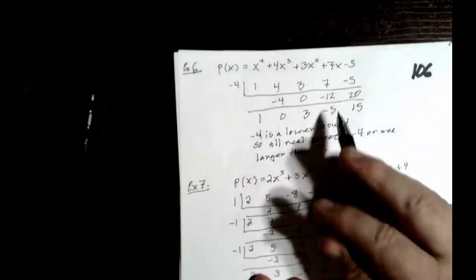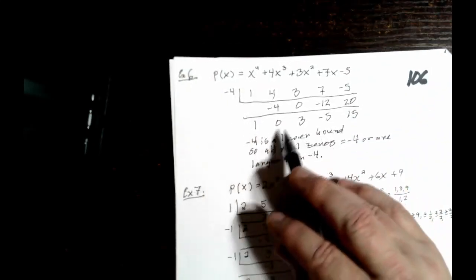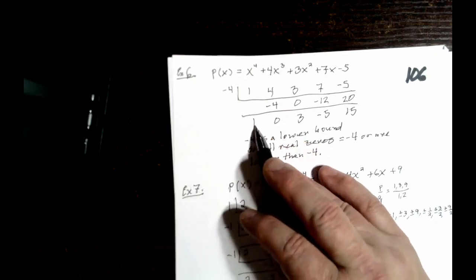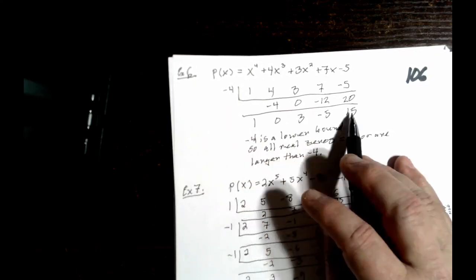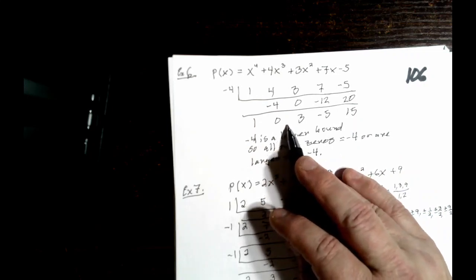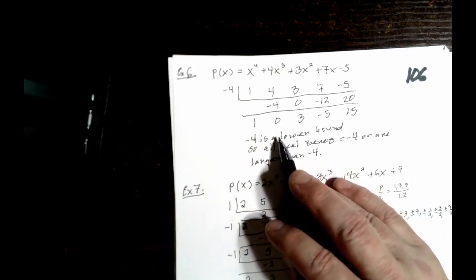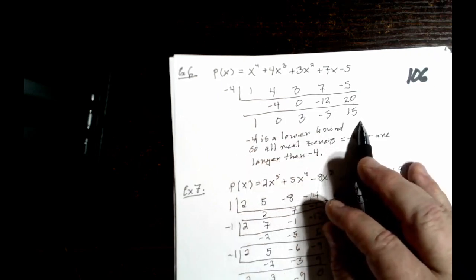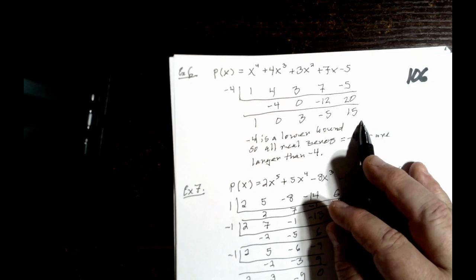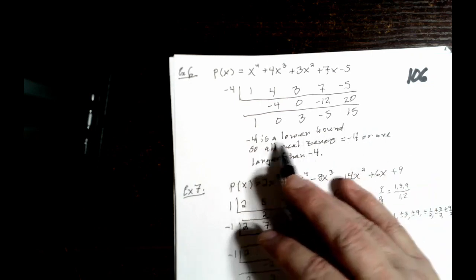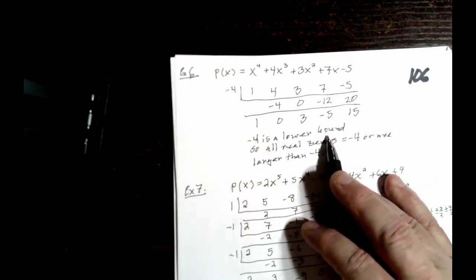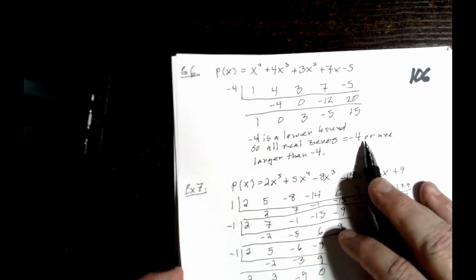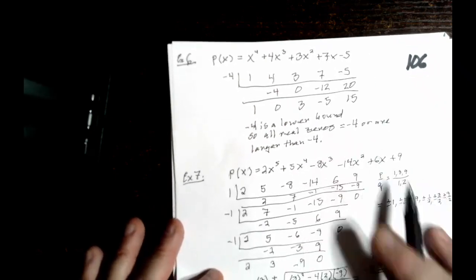Okay, so now in example 6, they ask you to try -4. And when you do, remember this could be a lower bound, so it's got to alternate. Positive, negative, positive, negative, positive. Remember the 0 can go either way. You can consider it a positive or consider it a negative. So positive, negative, positive, negative, positive. Okay? And so -4 is a lower bound. So all the real zeros are -4 or are larger than -4.